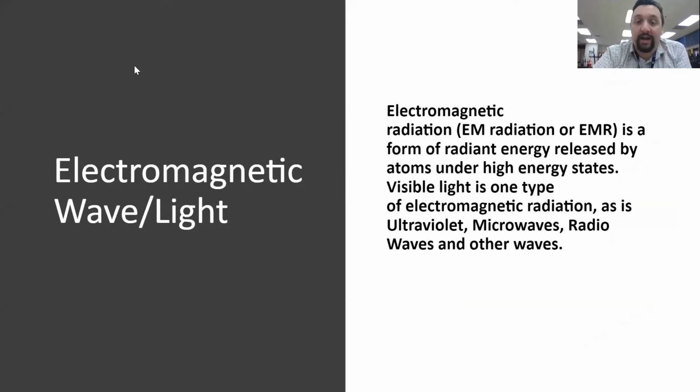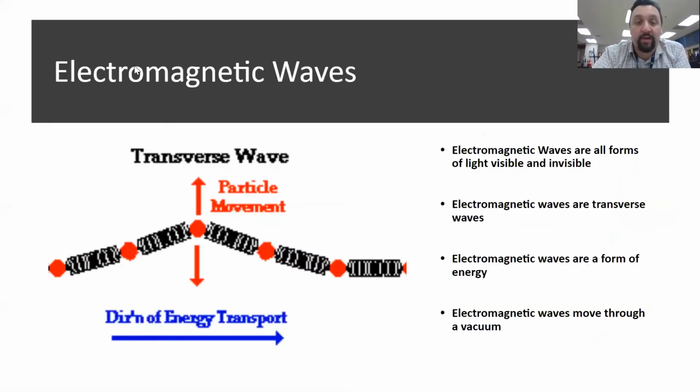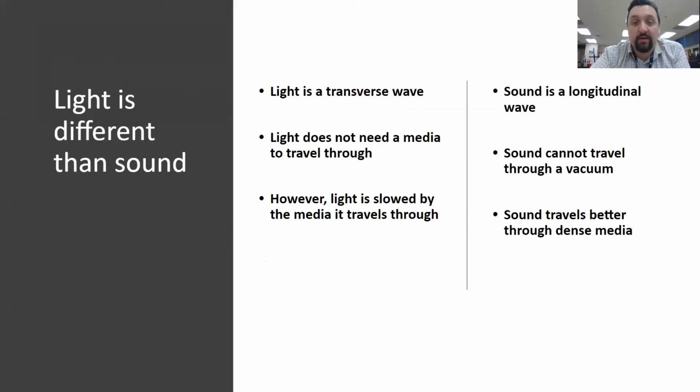Light is electromagnetic radiation. It's released by atoms. When an atom gets really excited, it's going to release it in the form of visible light, ultraviolet light, microwaves, radio waves. Electromagnetic waves are both visible and invisible. In fact, most of it we can't see. They're a transverse wave and a form of energy.